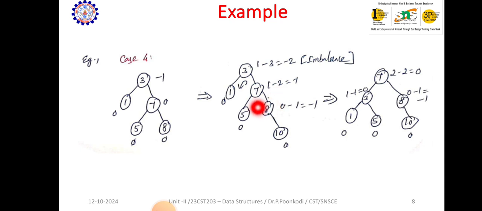So here also we have to fix k1 and k2. After fixing k1 and k2, we have to rotate it. In this case, k1 will become the root node.